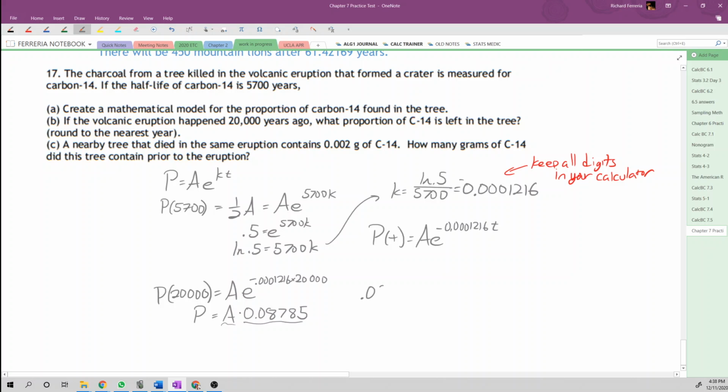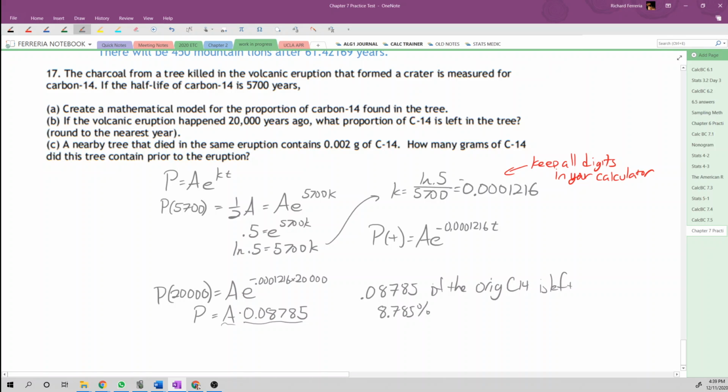So 0.08785 of the original C14 is left. And if you wanted to turn that into a percent, that's probably an easier way of looking at that. That's 8.785%. So 8.785% of the original amount of carbon-14 is left in the tree.